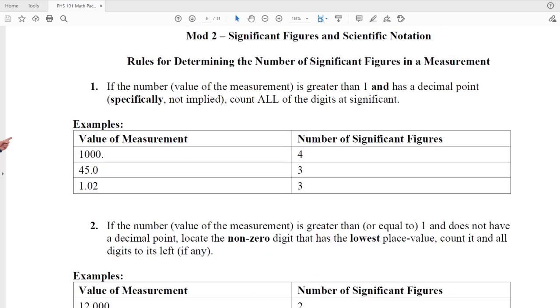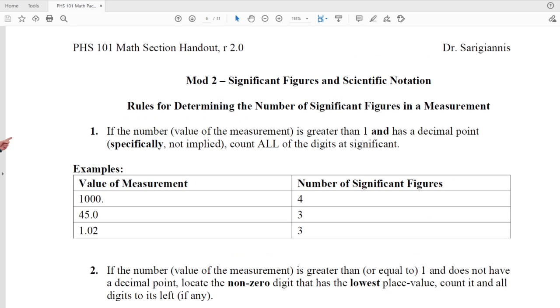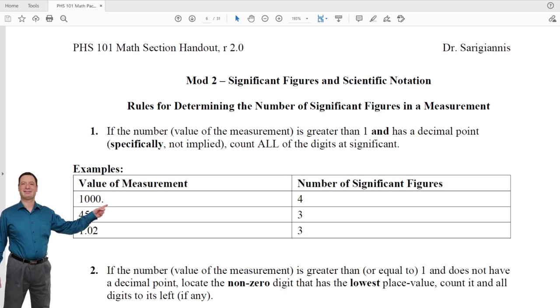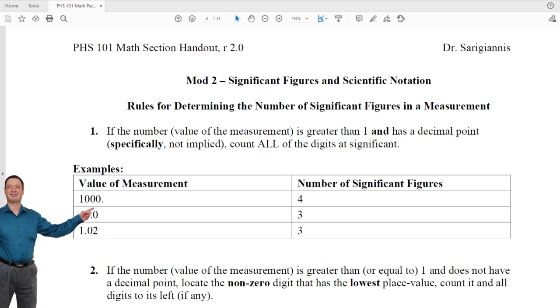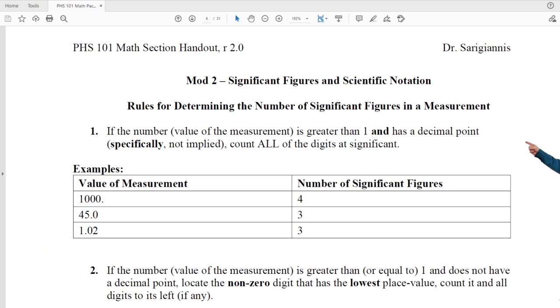So on this page, there are 3 different rules listed for significant figures. What is a significant figure, right? We talked about measurements and how you want to convey the number of decimal points that are significant, and we used an overbar for some of the measurements that we talked about. These are some of the examples here. So here we've got a value of 1,000. Notice the decimal point here. This results in 4 significant figures.